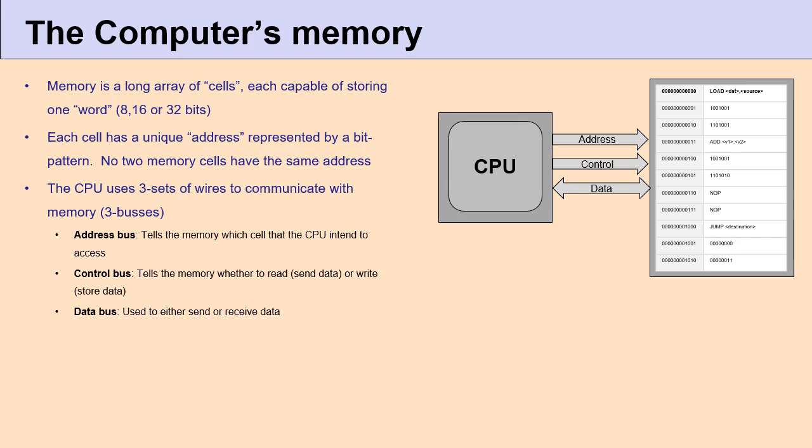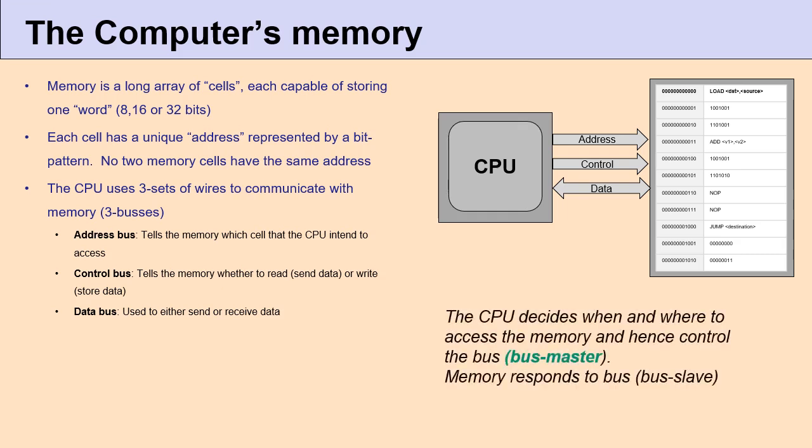Whereas if you look at the address bus and the control bus, they are unidirectional buses, which means their values originate from the CPU and go to the memory. The CPU is the one which tells the memory through the bus which cell it wants to access and whether it wants to write or read the data. So as a result, sometimes we call the CPU the bus master, which means it controls the bus. It decides where it wants to write data or from where it wants to read data.